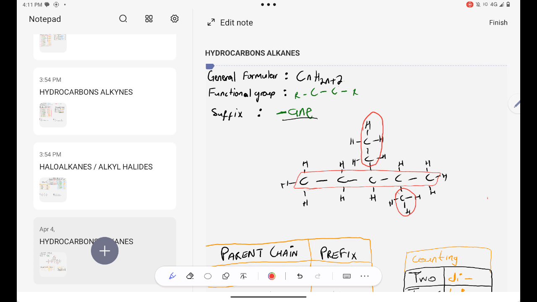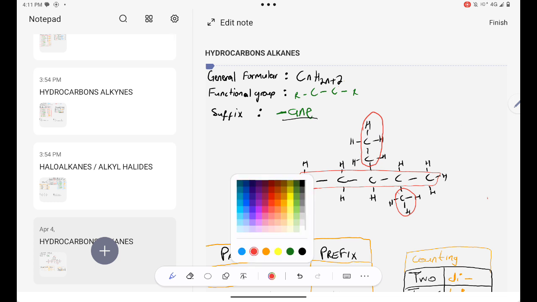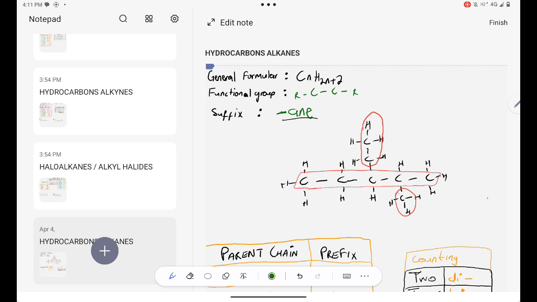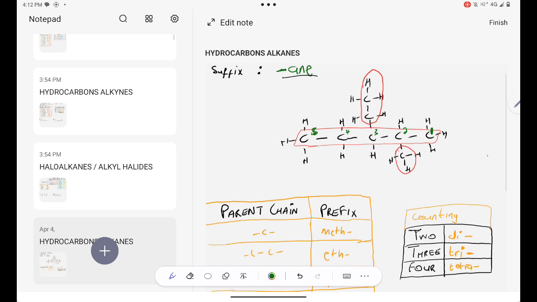Are you together? And whenever, guys, I number my carbons, I'll start numbering from the terminal which is closer to the side chain. Are you together? If I start from the right hand side and say this is carbon number 1, 2, 3, 4, and 5, I can see that whenever I start from the right hand side, I'm closer to the side chain. Are you together?